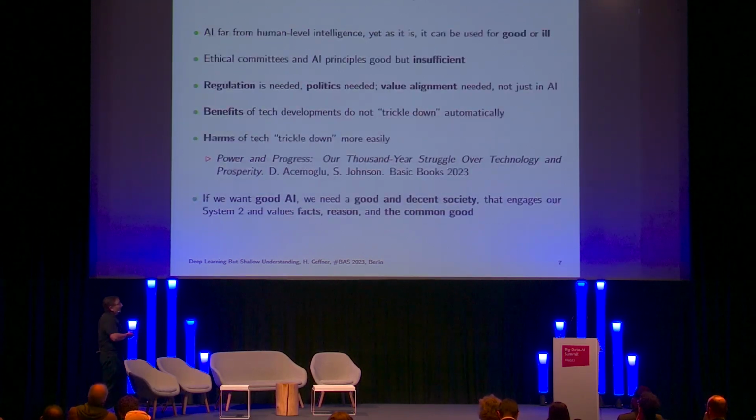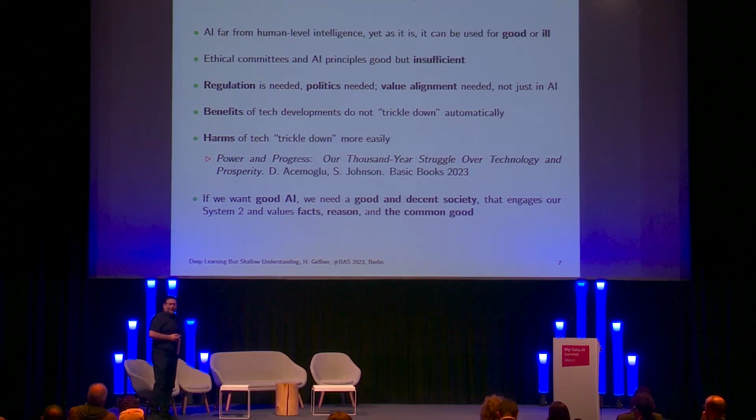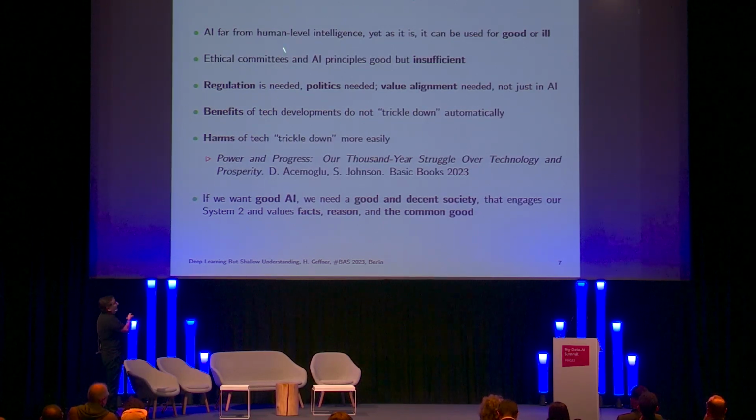Getting close to finishing, just a few last words about the social impact of AI, taking a position about some of these things. Even though human-level intelligence is not around the corner, AI as it is now still can be used for good or for ill. There is a lot of talk about ethical committees and things, but a lot of this is public relations. It's good, but it's not sufficient.